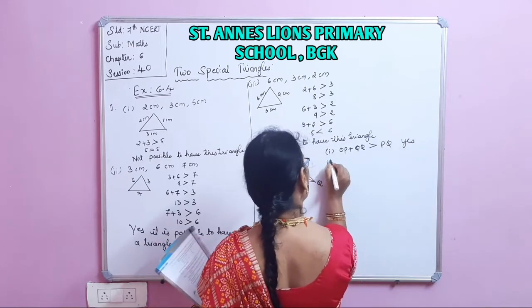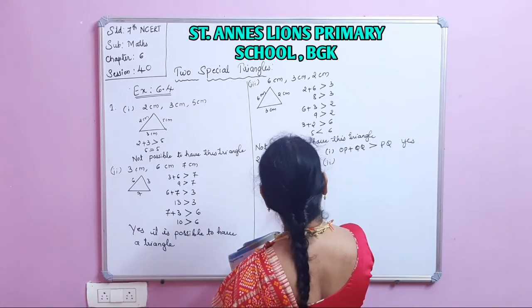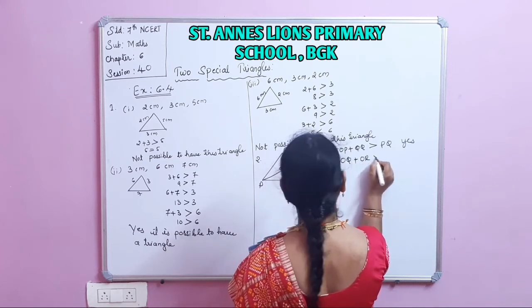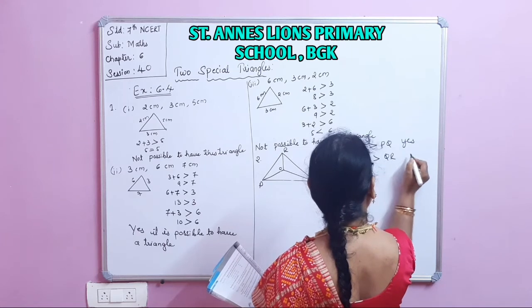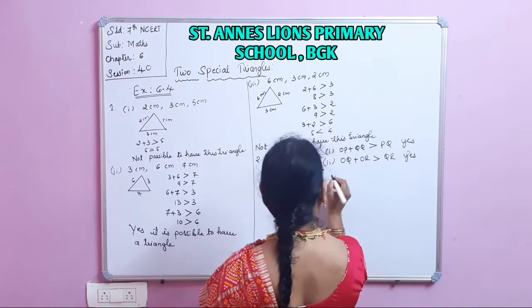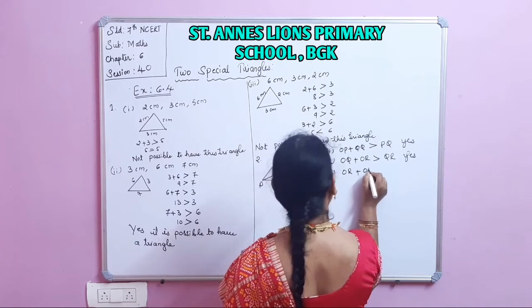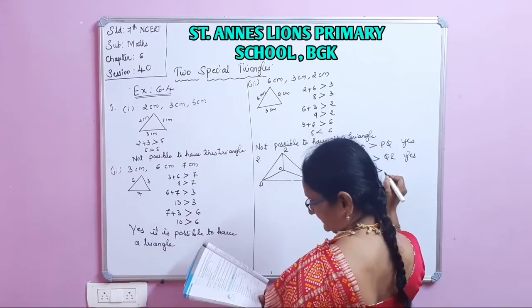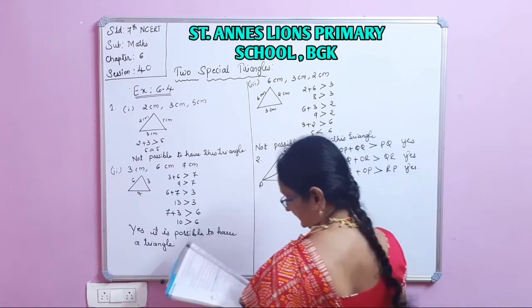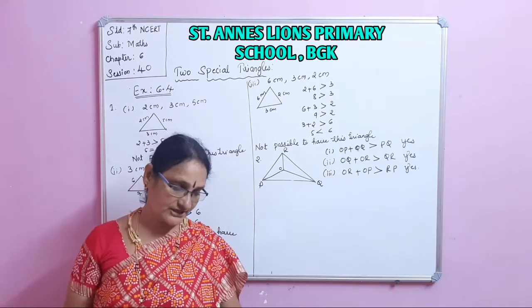Then the second one, OQ plus OR is greater than QR. Yes, that also. Then OR plus OP is greater than RP. Yes. These three are also satisfied here. All three are greater, because that condition is there.